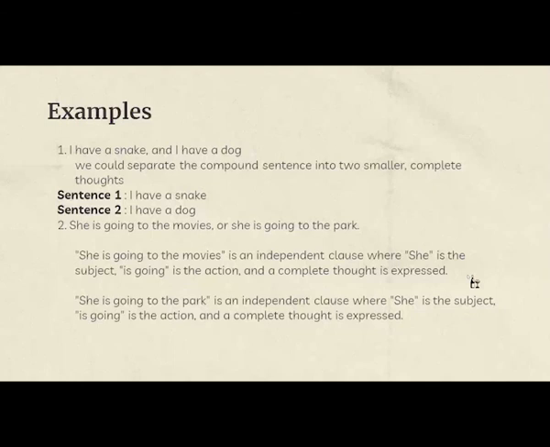And the second example, we use a conjunction, which is "or", in the sentence. So we have two independent clauses: "She is going to the movies or she is going to the park." "She is going to the movies" is an independent clause where "she" is the subject, "is going" is the action, and a complete thought is expressed. "She is going to the park" is an independent clause where "she" is the subject, "is going" is the action, and a complete thought is expressed.